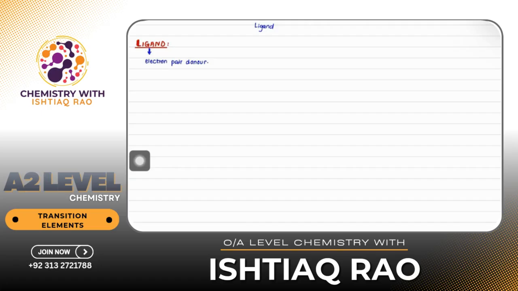Okay, so it's not mandatory to have a negative charge, but it is mandatory that when something is going to have a positive charge, it would not be acting as a ligand. So what are the ligands? They are electron pair donors. There are two types of ligands. Number one, negative ligand.